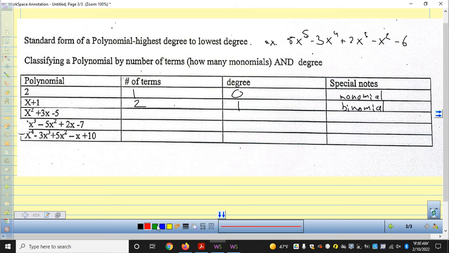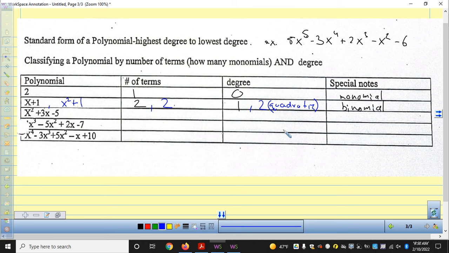Now I want to add one in a different color here. X squared plus 1. How many terms do we have here? 2 terms still. What's the degree? 2. When we have a second degree polynomial, sometimes we'll refer to that as a quadratic polynomial.